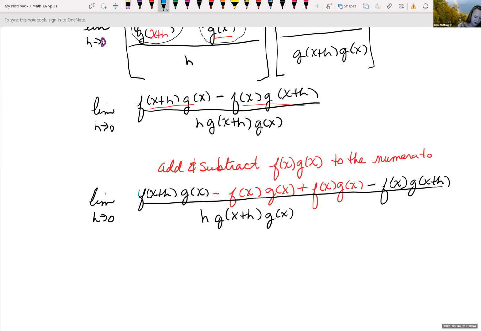And so we're going to look at f of x plus h times g of x minus f of x times g of x, and we're going to pull out what they both have in common. Notice both of those terms have this g of x in common. And so we're going to pull out g of x in that numerator. And when we pull that g of x out of the first 2 terms, we're left with this f of x plus h, and then we're left with minus f of x.